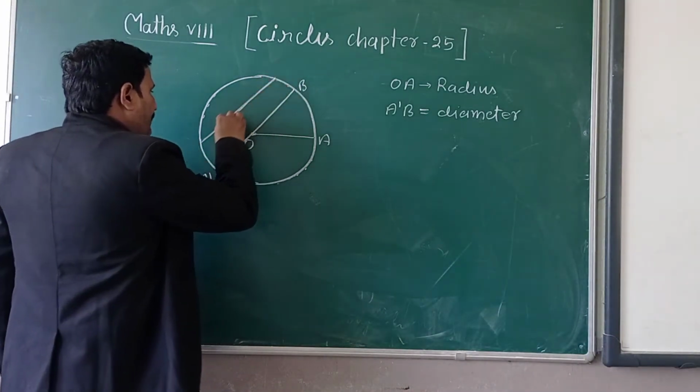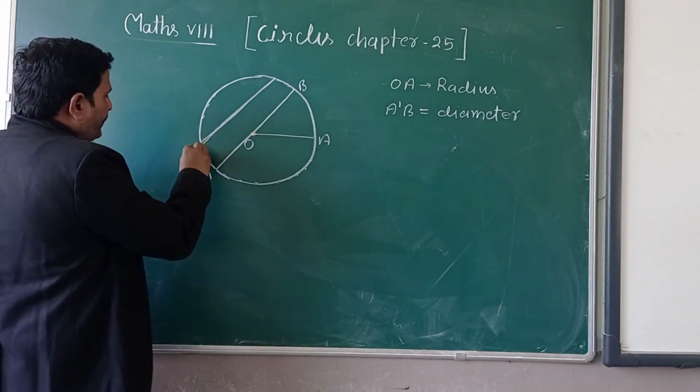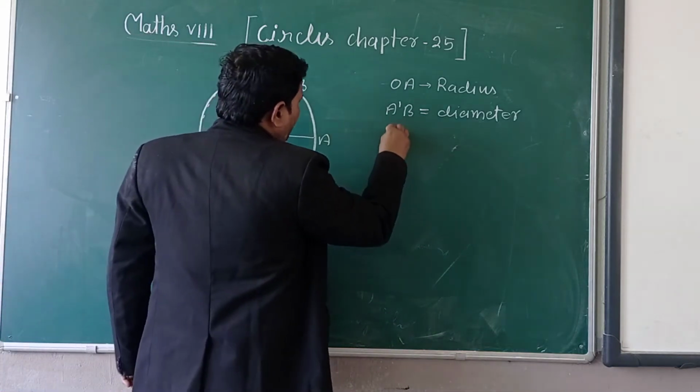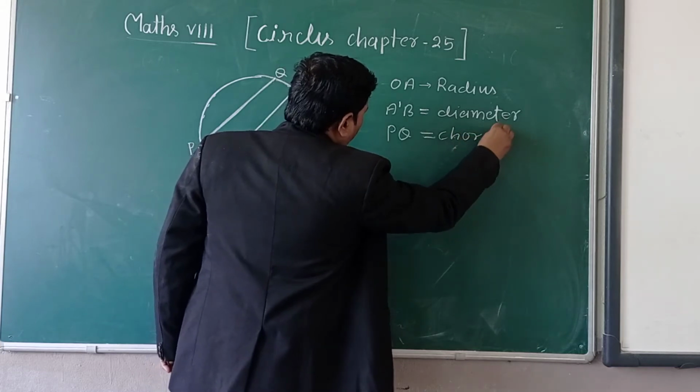Any line which touches two points on the circumference but does not pass through the center of the circle, this line is called a chord of the circle. PQ is known as a chord. Chord of circle.